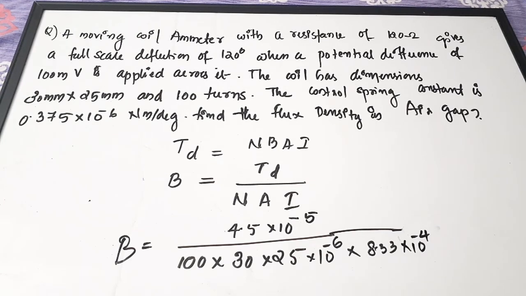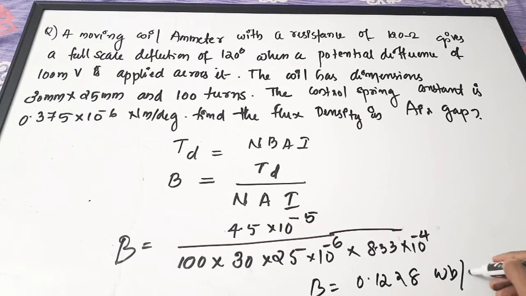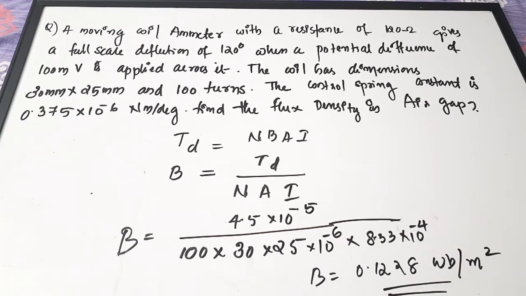If you solve it, you will get the value of B equal to 0.1228 Weber per meter square. So this is the unit and the value: B equal to 0.1228 Weber per meter square.